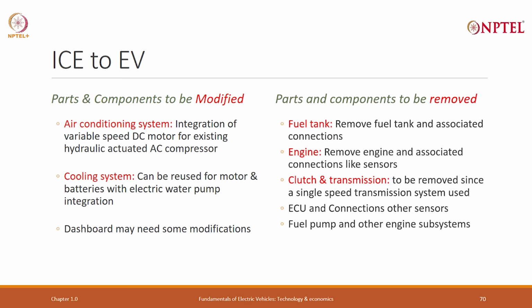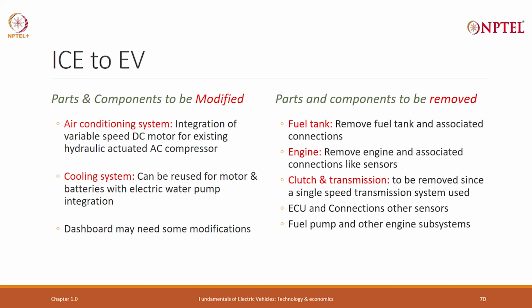The parts which will go out completely, fuel tank, no place, you are not going to have fuel tank. Remove fuel tank and associated connections. Engine will go out. Remove engine and all associated, that is a major moving parts removal. Clutch and transmission. Generally we will have a single speed, a system without movable gears. So, you will not need clutch and transmission.